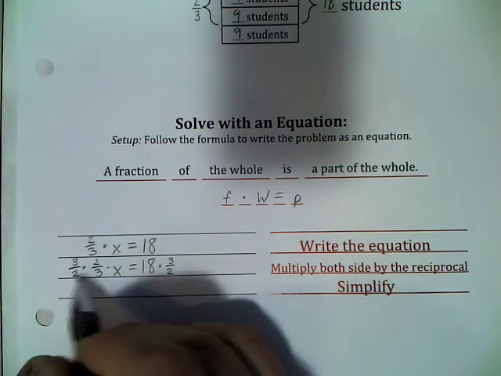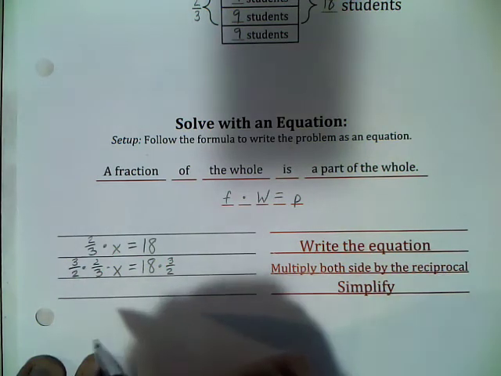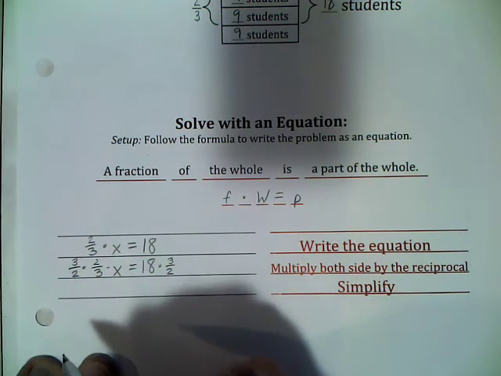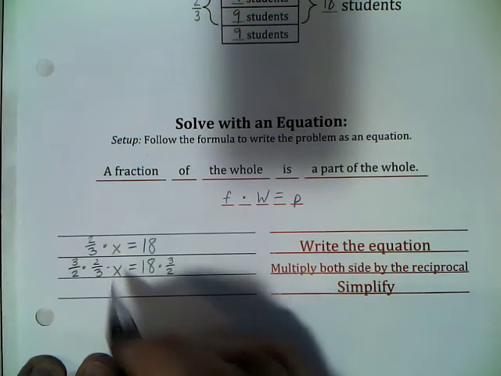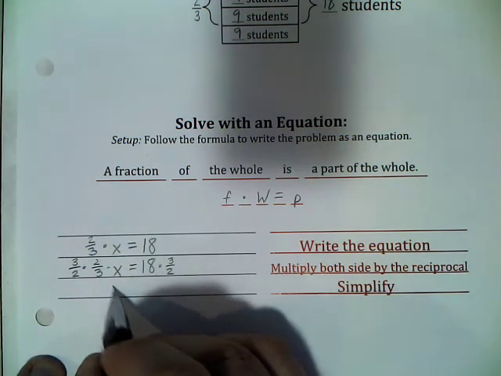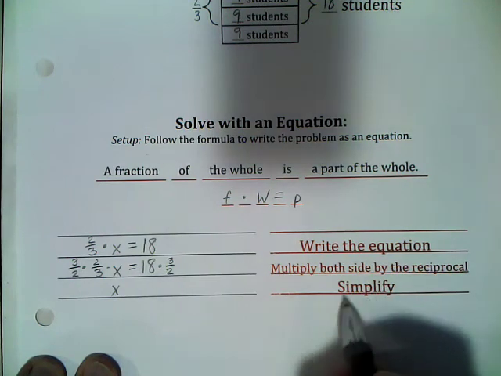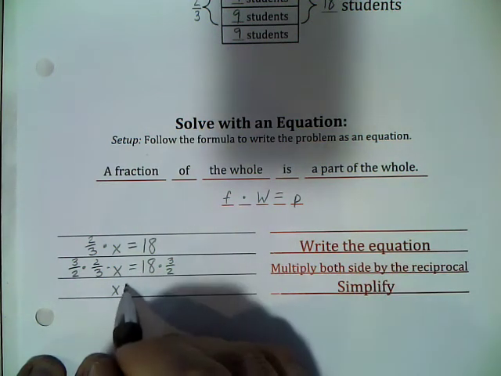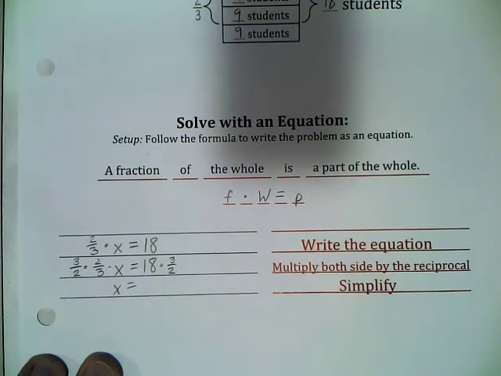So 3/2 times 2/3, those are reciprocals, which means that'll be 1. Anytime you multiply reciprocals together, that'll make 1. And of course, 1 times x, well, 1 times anything is itself. So 1 times x is just x. So the last step is we're going to simplify this. Over here, I'm going to teach you a little shortcut.